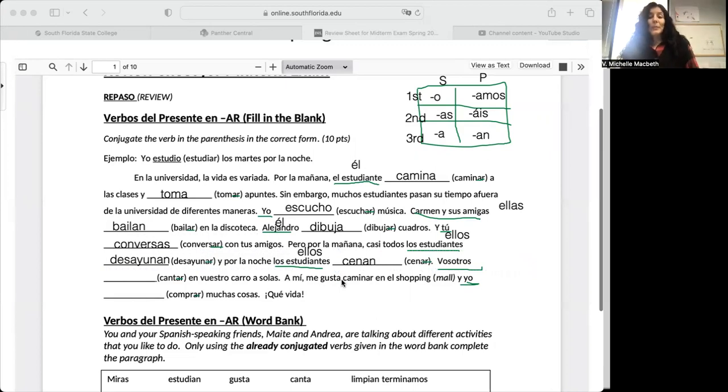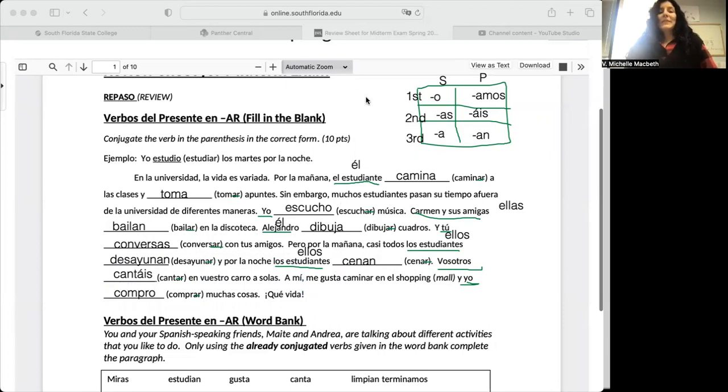Vosotros, which is second person plural, right? So we're going to have the root, can. And then we have second person plural, which is vais, ¿no? En vuestro carro a solas. A mí me gusta caminar en el shopping y, okay, so yo, right? The root, and then we have yo. So yo is first person singular. So compro. ¿No? Muchas cosas. Qué vida. ¿No?